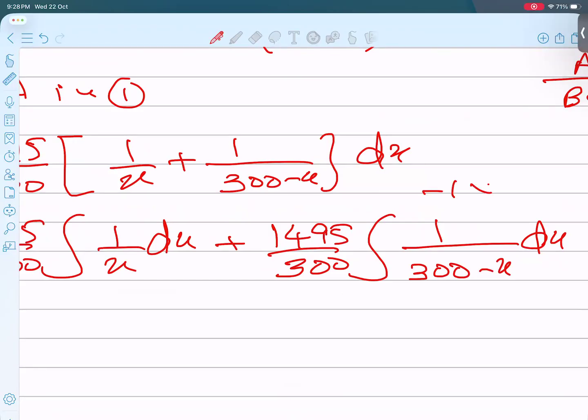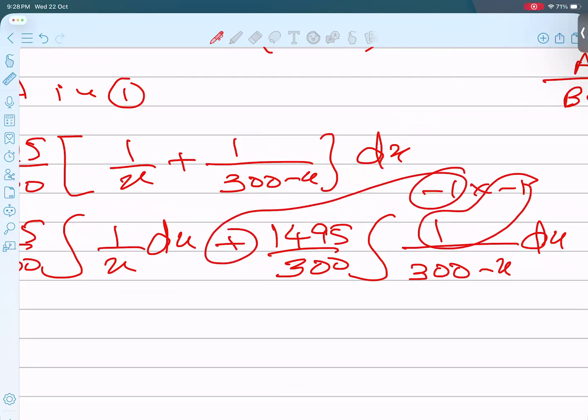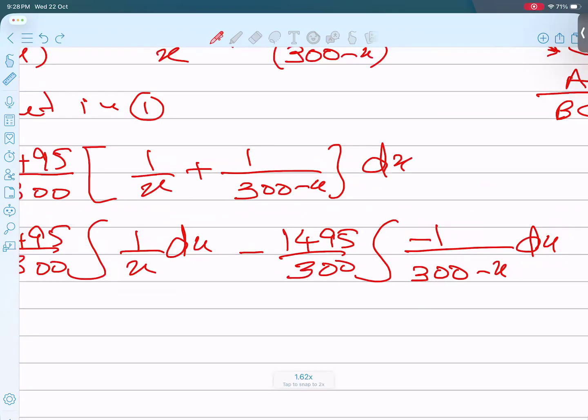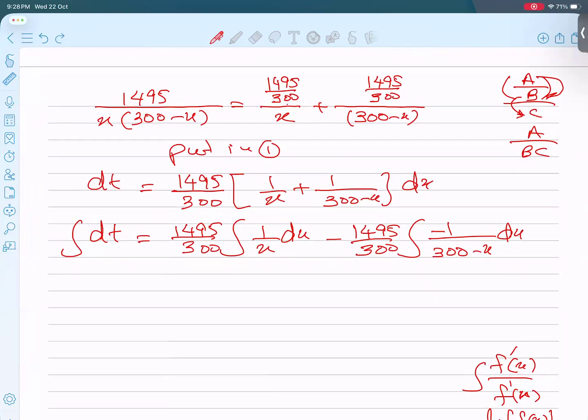If I write minus 1 into minus 1, this minus 1 stays here and this minus 1 goes outside. Basically minus into minus becomes plus 1. So I can write it in one step to save time: here negative 1 and here negative outside. See, negative into negative gives positive. Now I'm eligible to integrate. Here I got t equals 1495 by 300 log of x, minus 1495 over 300 log of 300 minus x, plus c.